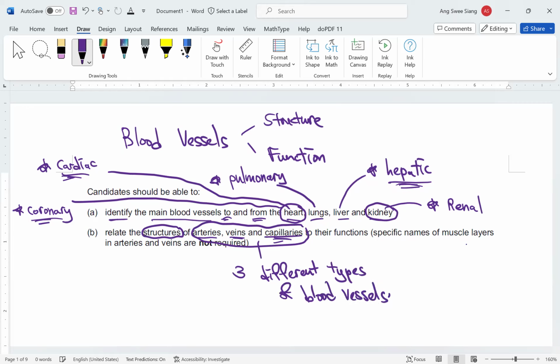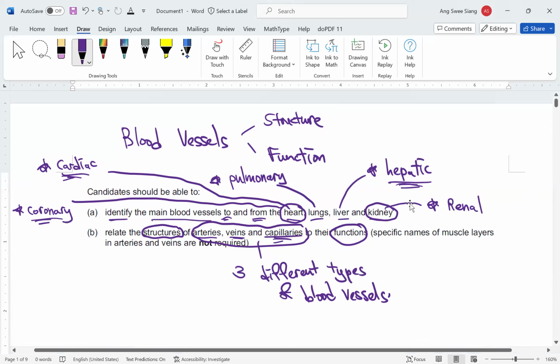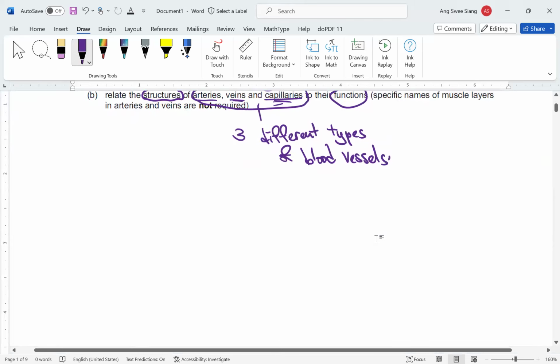After we learn about their structure, you need to be able to link it to their function. We'll learn about their function, and then you will try to link them together: link the structure to the function, or link the function to the structure. This will be the learning outcome that you need to know. So let's take a look at the main blood vessels first.